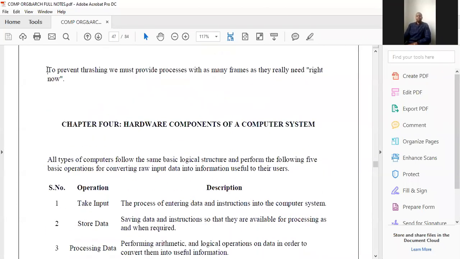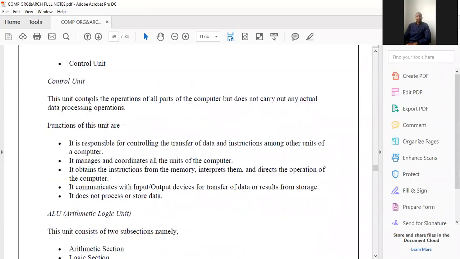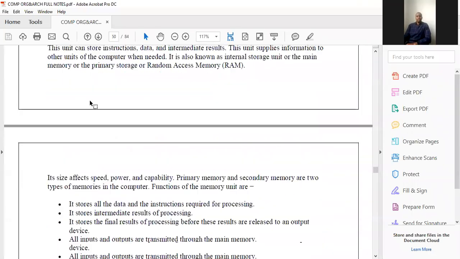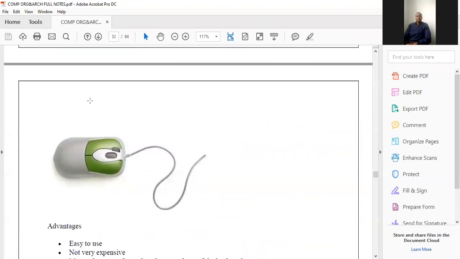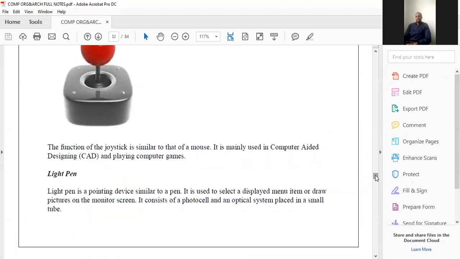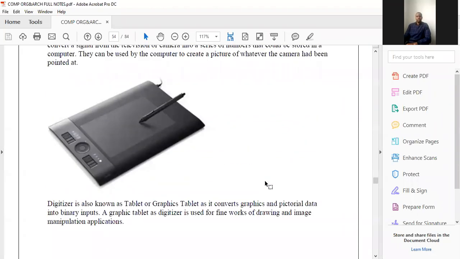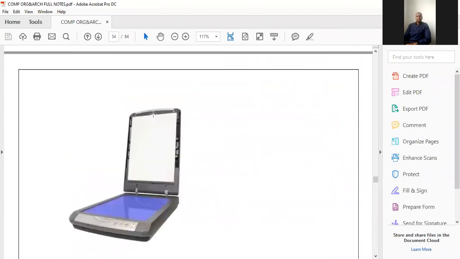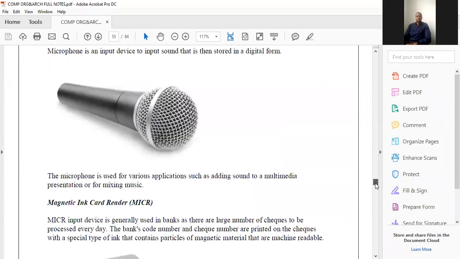Okay, so that brings us to the end of virtual memory, okay? So now this was the topic I was telling you we are not going to go through, chapter 4, hardware components of a computer system. As you can see, this is just about the things you know: control unit, arithmetic and logic unit, keyboard, mouse. These are just the things that you know. So this is a topic that I don't have to really teach you: input devices, scanners, these things.